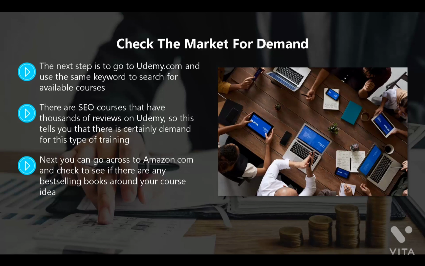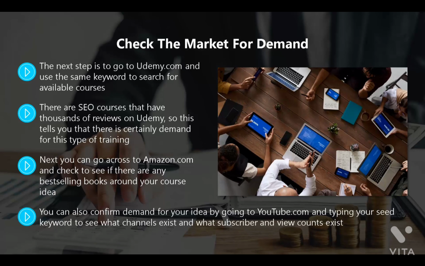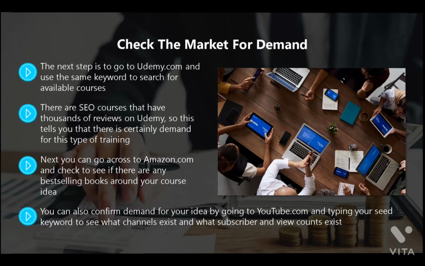Next, you can go across to Amazon.com and check to see if there are any best-selling books around your course idea. Choose the most appropriate category under books and see if the best-selling books are less than 20,000 in the best-selling rank. You can also confirm demand for your idea by going to YouTube.com and typing your seed keyword to see what channels exist and what subscriber and view counts exist. As a final check, you can go to Facebook.com to see if large groups exist for your course idea.